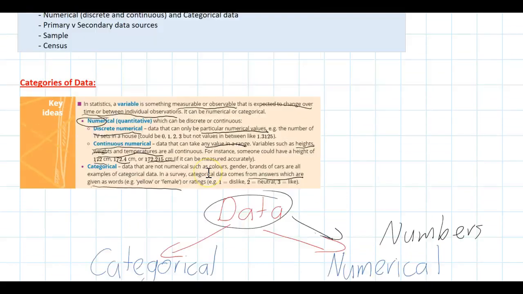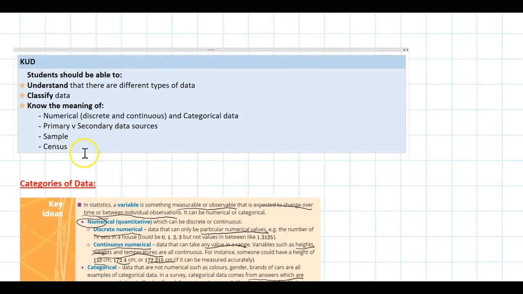So if we scroll back now, make sure you look that you understand those KUDs, you understand those definitions, you know how to classify data, and you also understand that there are different types of data. So the next video we'll look at now actually getting into how we can gather the data and interpret it.